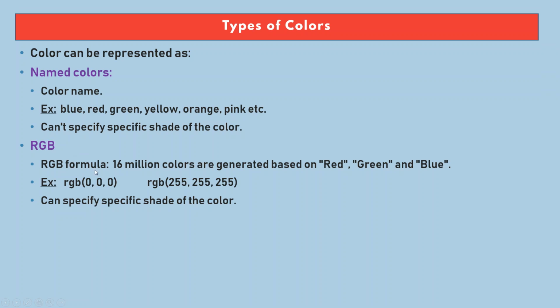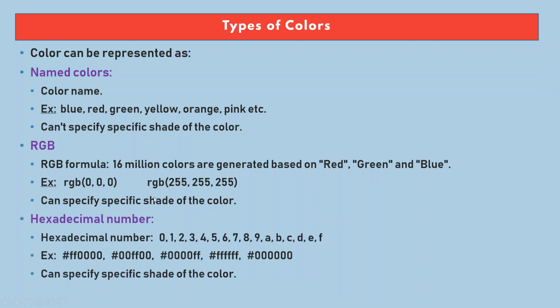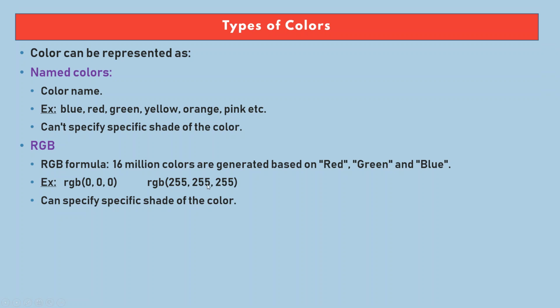RGB is one of the better options. RGB means there is an RGB formula. You can also search in Google. 16 million colors can be generated based on the basic 3 colors: red, green, blue. Most TVs, laptops, mobiles follow the same RGB format, even projectors also. So as per this, red can be 0 to 255, blue can be 0 to 255, and green also can be 0 to 255, minimum and maximum. Here the advantage is we can specify the exact shade of the color.